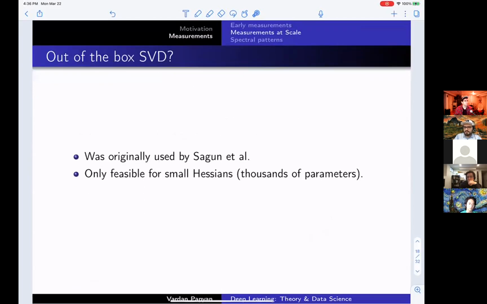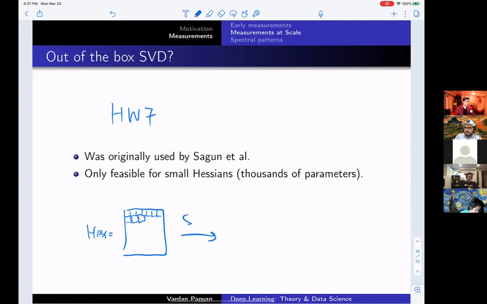So the first thing you might think to do is basically what we did in homework 7. In homework 7, we just used out of the box SVD. So you calculate the Hessian explicitly, right? You calculate the matrix, the Hessian, by calculating each entry in the Hessian, and then you just apply an SVD on this and you get the eigenvalues, or eigenvalue decomposition. But this obviously doesn't scale to networks which have lots of parameters, right?